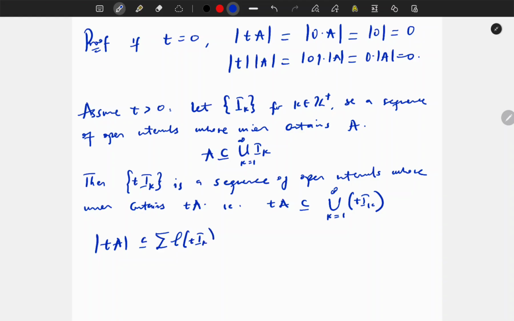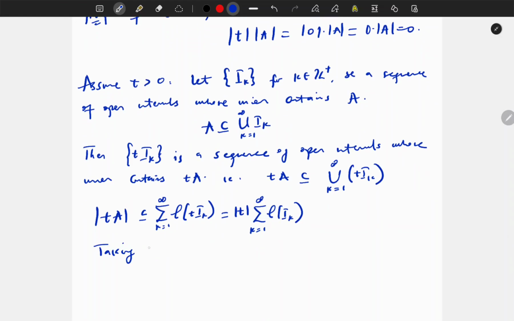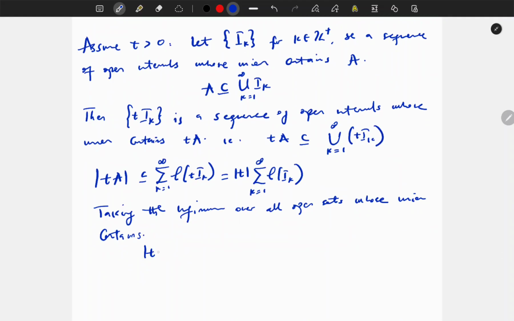k equals 1 to infinity, and this is equal to mod t times the summation, k equals 1 to infinity, of the length of I_k. Taking the infimum over all open sets whose union contains A, we have the outer measure of tA is less than or equal to mod t times the outer measure of A. So that is one direction.